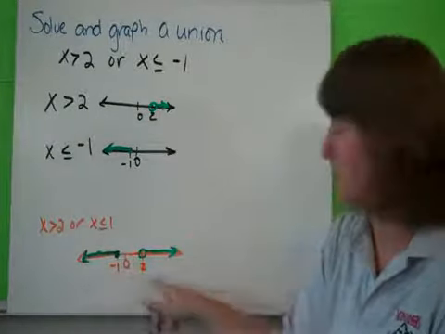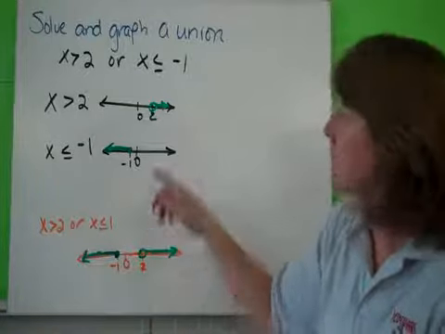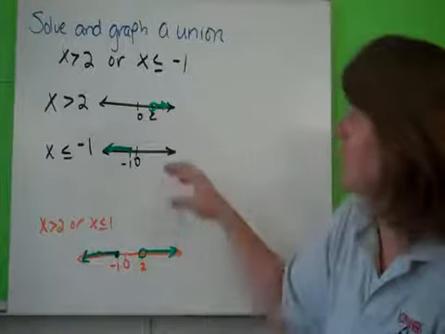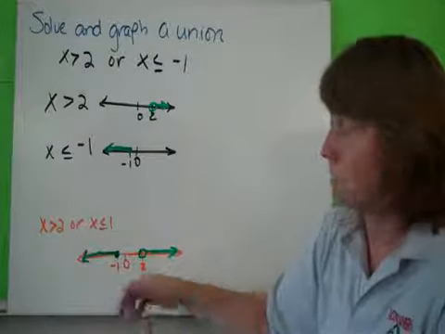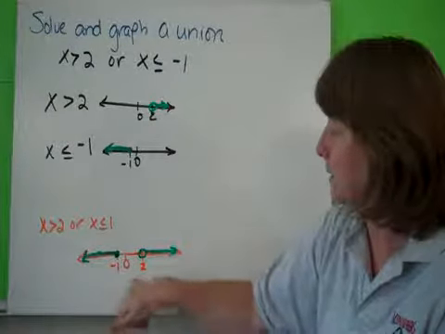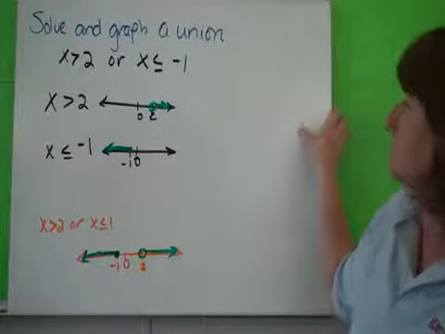Another way to think about this is kind of like oars in a boat. You know how the oars of the boat stick out on both sides of the boat. Many times, not every time, but many times the graph of an OR inequality will go in opposite directions and stick out like oars in a boat.